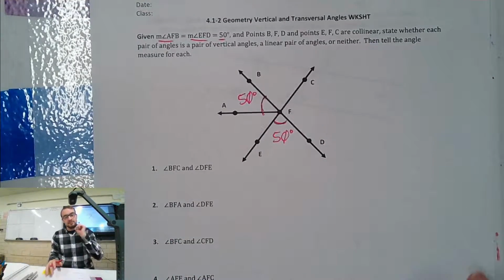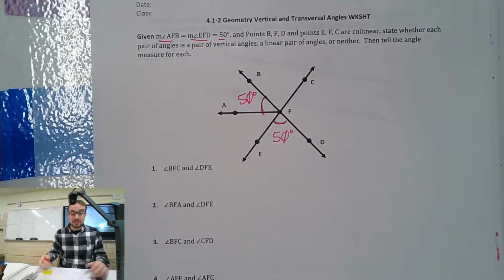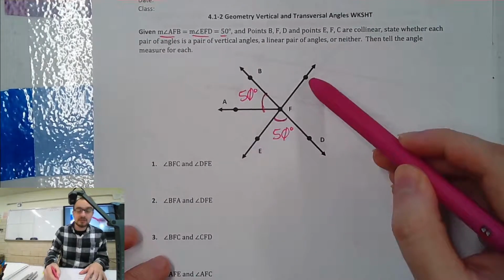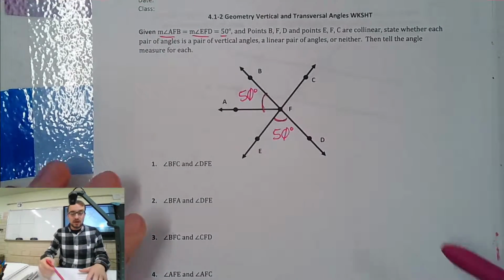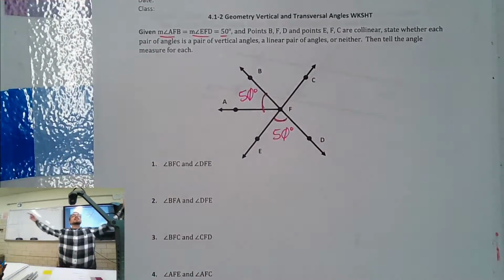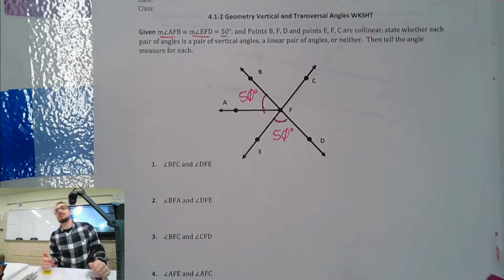Write that down. They also tell us that points B, F, and D are collinear, and then E, F, and C are collinear. So BFD and EFC are lines. That's all they're saying, and that's good because we don't have to guess.